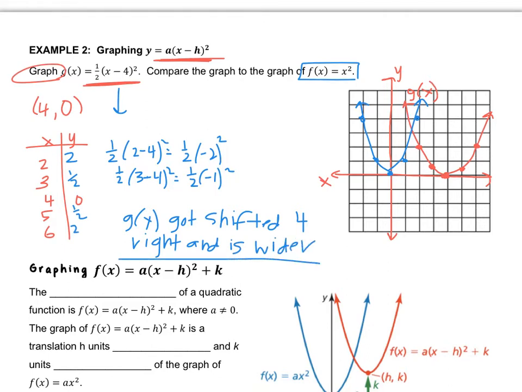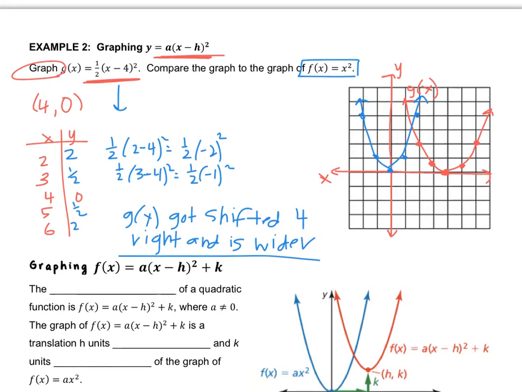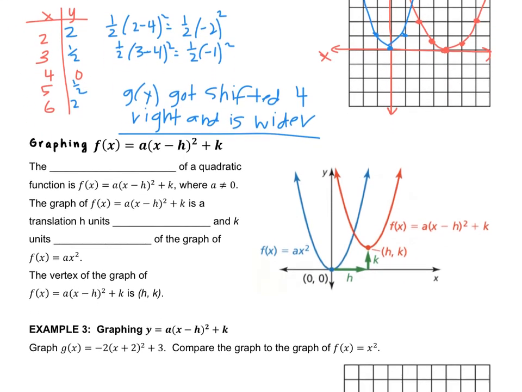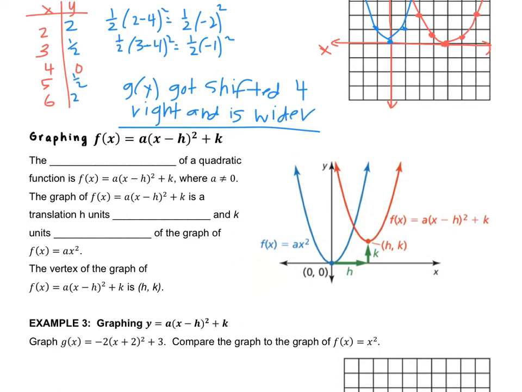All right, now let's incorporate the k value. Like I said earlier, the k value is going to shift it vertically. So we just shifted it horizontally. Now we're going to shift it vertically. And I already called this vertex form, so we can fill that in. The graph of vertex form is a translation h units horizontally and k units vertically.